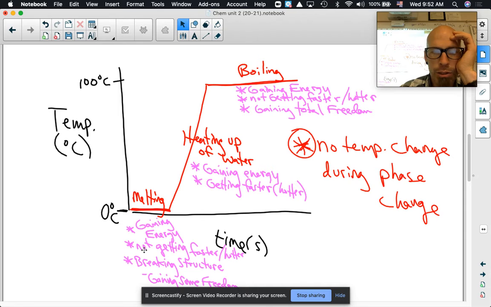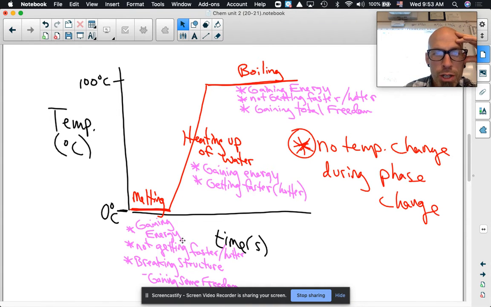Were they getting faster? They were not getting faster. How do we know they weren't getting faster? Because what wasn't changing? The temperature was not changing. They were not getting hotter. Therefore, they were not getting faster while the ice was melting. I hope you're understanding this. The idea that we're saying no temperature change during a phase change, we're saying that while the ice is melting, the temperature cannot go up.